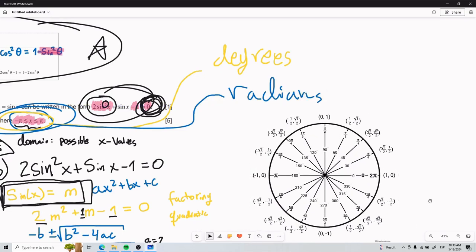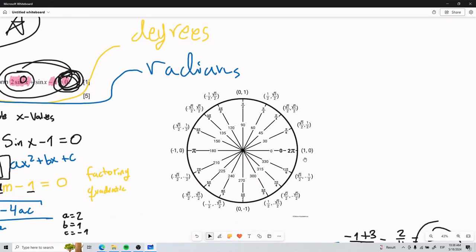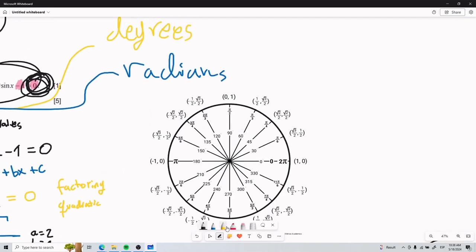And so in this image that I pulled up, degrees is all these guys here. All of these are in degrees. It's usually what we face, it's what normal people use. But sometimes radians is useful. And so radians are here.